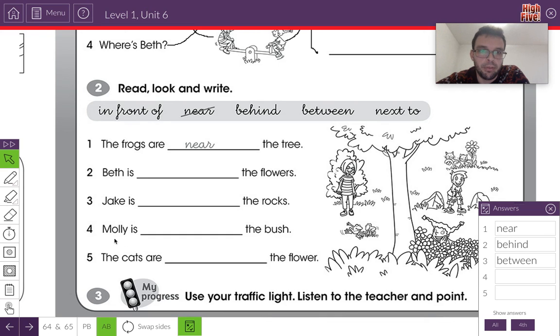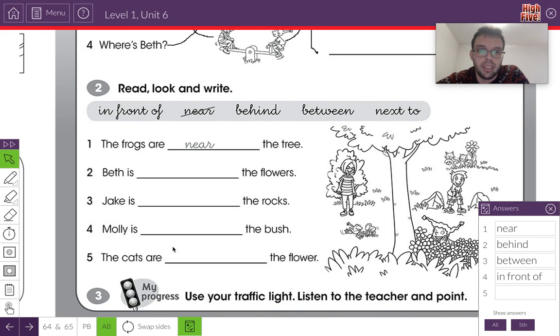Good. And number 4, Molly is the bush. Okay, so here is Molly, and here is the bush. Okay, and we have to choose the word. Molly is in front of the bush, or Molly is next to the bush. Which one is correct? Did you get the answer? Very good. Molly is in front of the bush. Yeah, let's write in our books. Molly is in front of the bush.